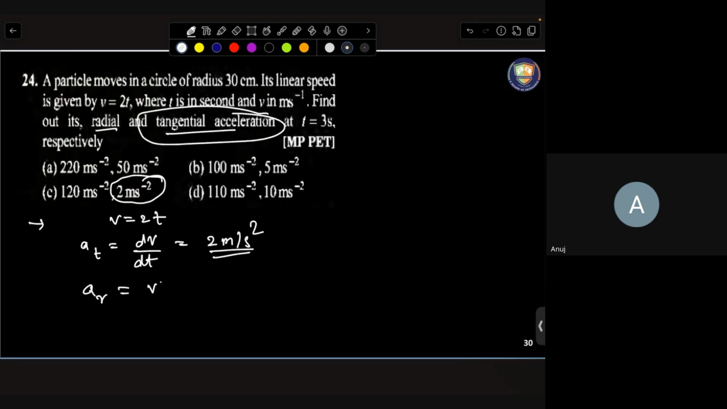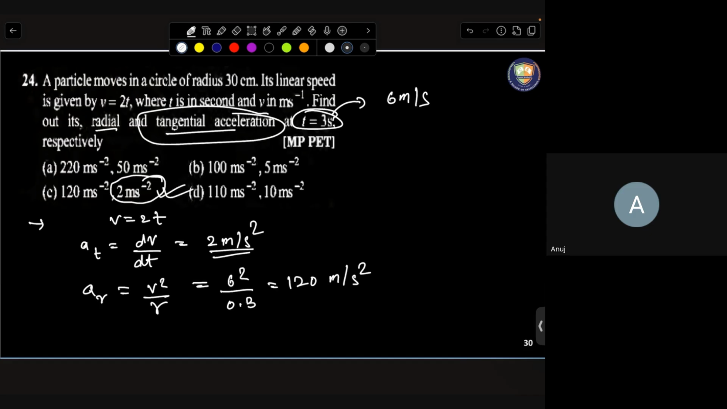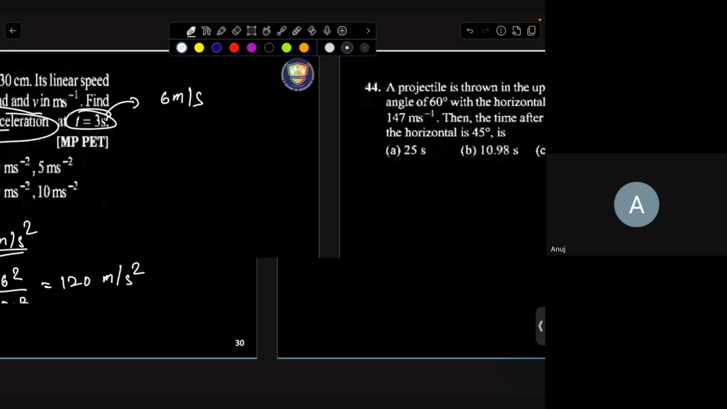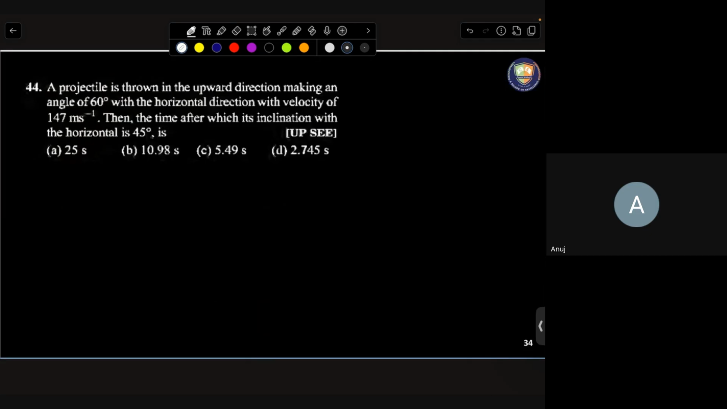aR is equal to v square by R. And it is given time equal to 3 seconds. So what is velocity when time is 3? It is 6 meter per second. So v square by R is 6 square by 0.3, which is 120 meter per second square. Okay, I hope this was a quick one. Okay, see this. Take your time, solve this question.